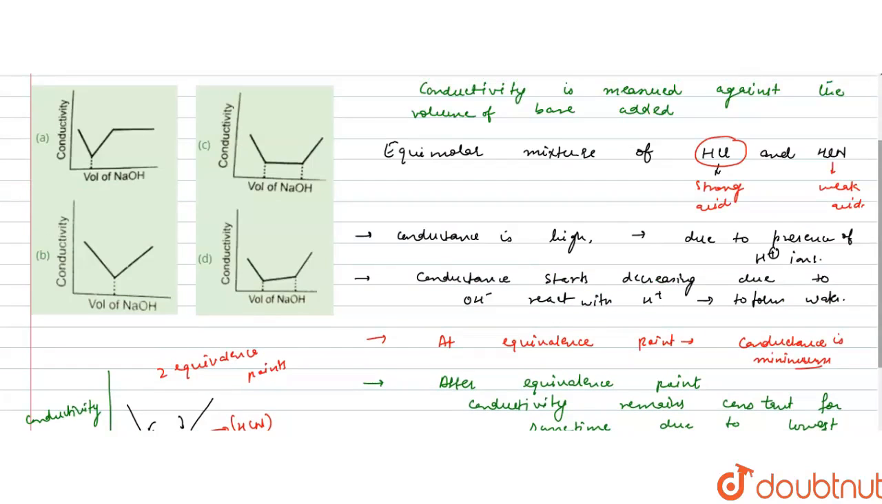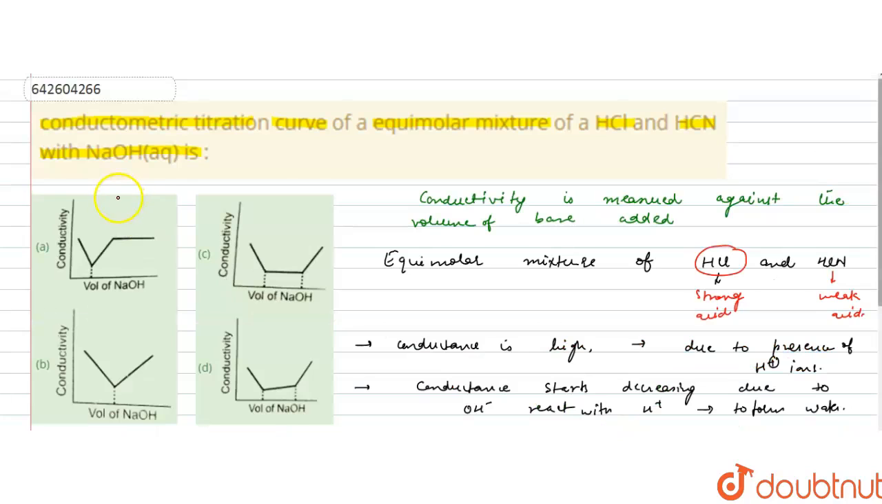So the correct answer to this question: the conductometric curve for the equimolar mixture of the strong acid and weak acid with NaOH is this graph, that is graph D. So D is the correct option for this.